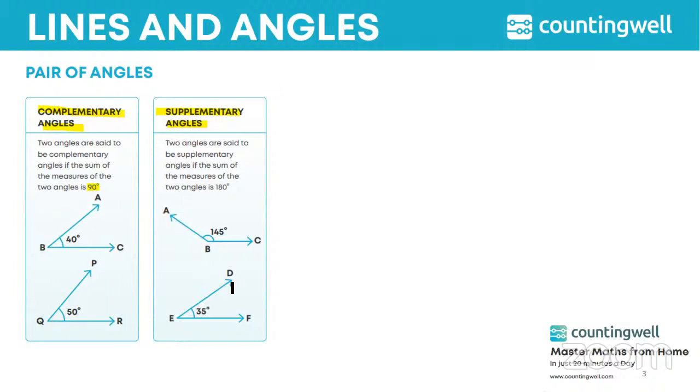Let us see what are supplementary angles. Angles ABC and DEF having measures 145 degrees and 35 degrees give the sum as 180 degrees. Hence, angles ABC and DEF form a pair of supplementary angles. So, what is the main difference between complementary and supplementary? In complementary angles, the sum of the measures of two angles should be 90 degrees, whereas for supplementary angles, the sum should be 180 degrees.